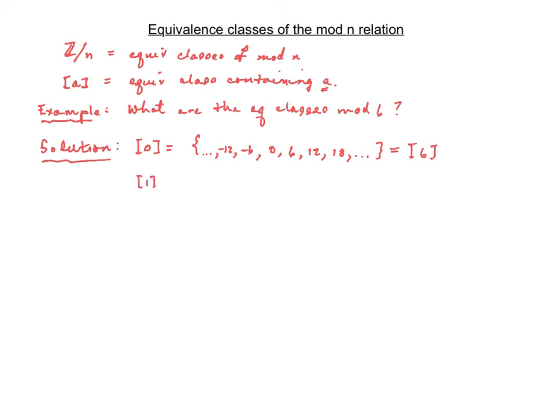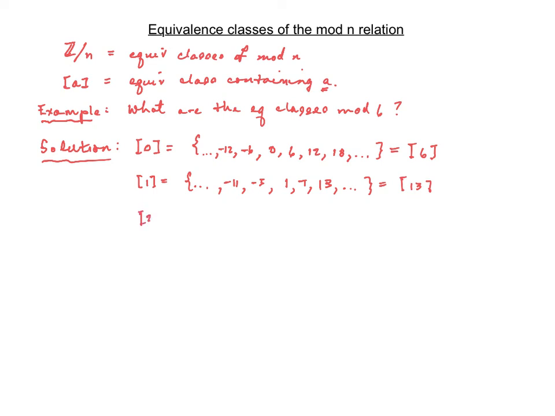So now what about 1? The class is going to include 1, and it's going to include all numbers that differ from 1 by some multiple of 6. So like 7, 13, -5, -11, and so on and so forth. Again, this could be represented by, this is also the equivalence class containing, say, 13. But here we choose 1 to be our team captain.